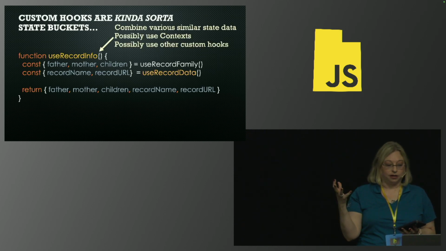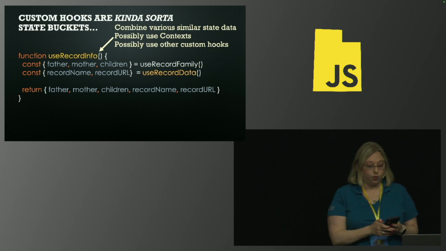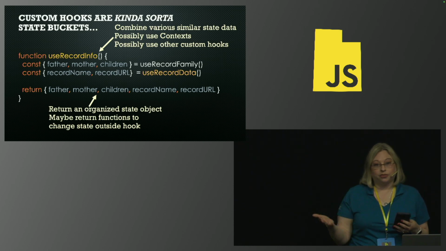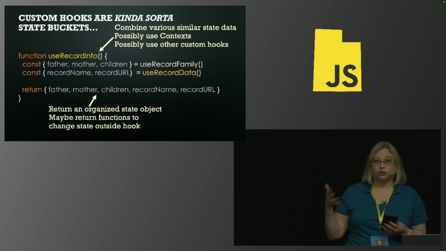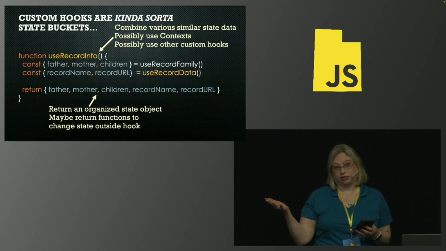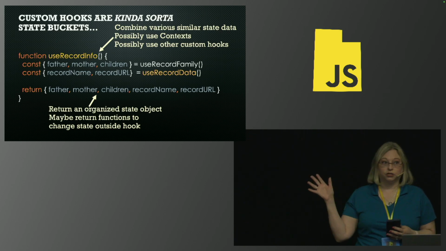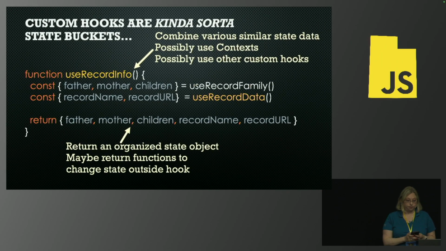We have a function that combines various similar state data. It might use a context, it might use other custom hooks, but what it does is it returns an organized state object that can then be used in your component. And it can return a function to update certain state if needed. And it's great. Custom hooks should definitely be in your toolkit for managing complex state.